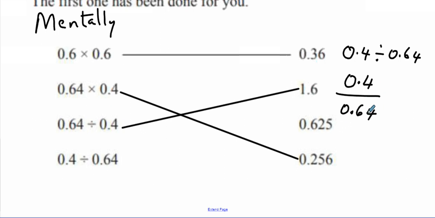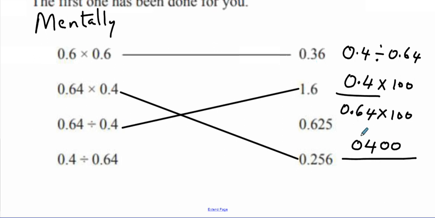So what we do, since we have two decimal places in the denominator, that suggests multiply by 100 in the denominator and multiply by 100 in the numerator. What is 0.4 times 100? What I said: ignore the decimal point and put the two zeros next to each other. Same applies here, 0.64: ignore the decimal point and put the zeros next to each other.